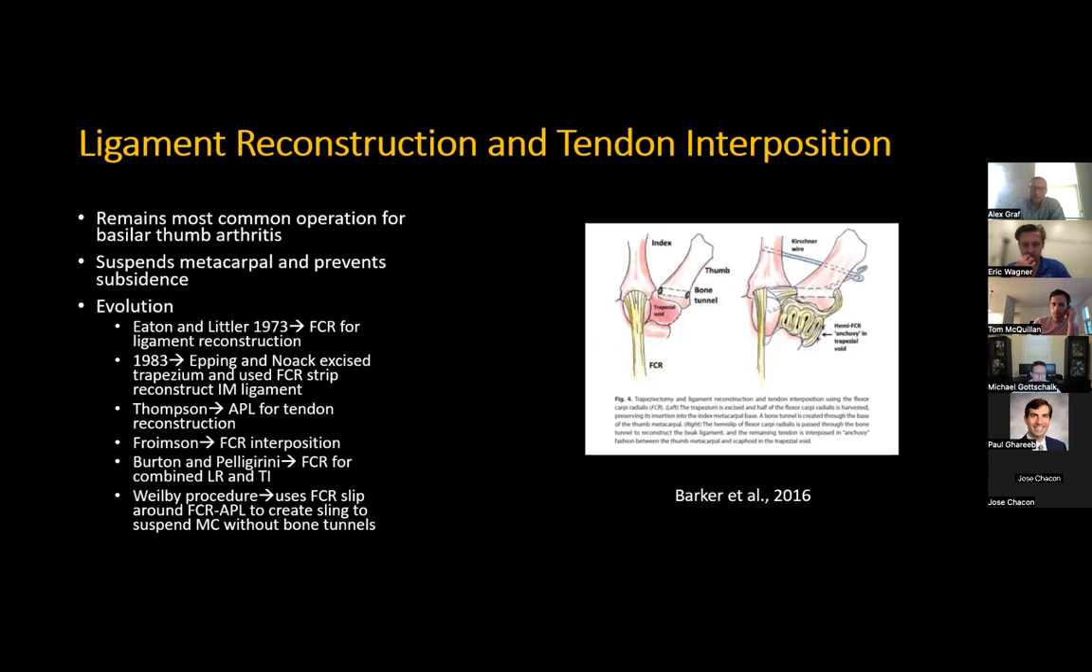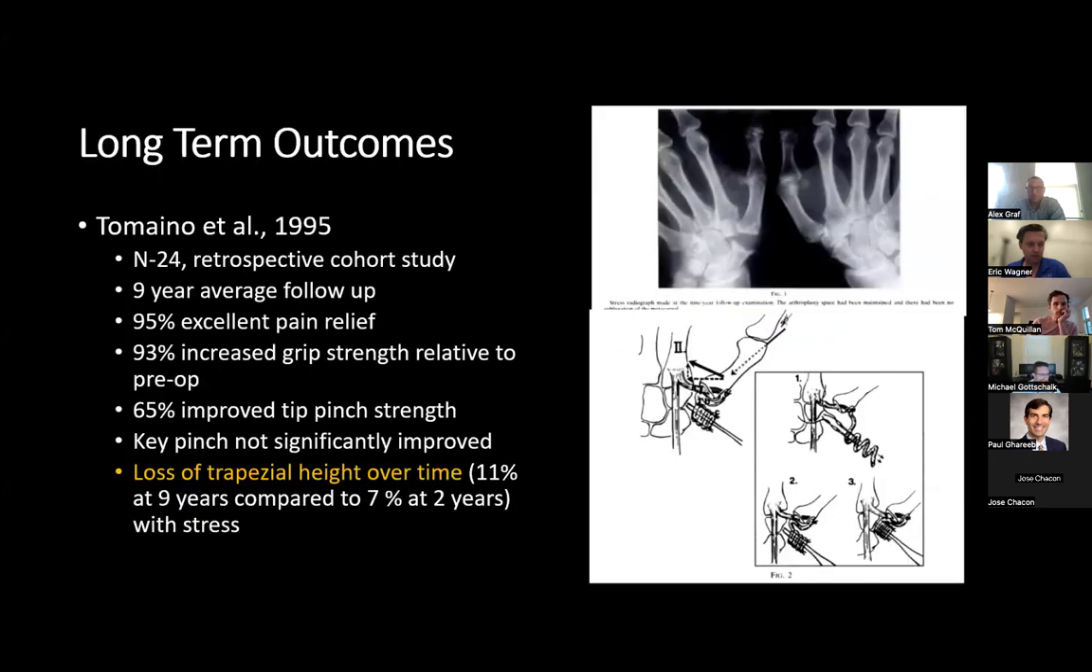And then Burton and Pellegrini combined the benefits of the Eaton Littler and the Froimson and did an FCR for not only ligament reconstruction, but then also as a bumper to prevent subsidence, made an anchovy. And then the Weilby procedure, which is a similar concept, uses our own FCR slip and APL to create a sling, kind of like you would just use with the suture suspension now, instead using an autologous FCR graft. The reason why this is the most common is that, if you think conceptually as to what matters, stability and preventing subsidence, this addresses both, and it addresses both with an autologous tendon, which is thought to stand the test of time.